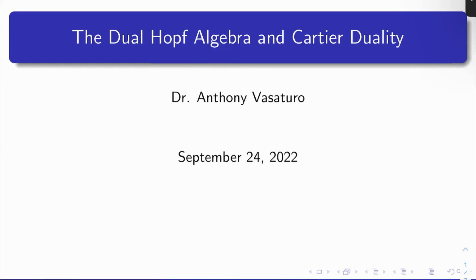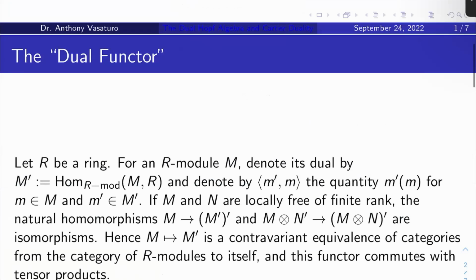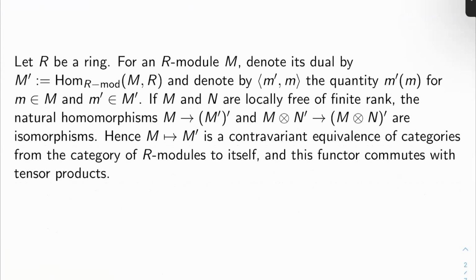Let's go. Today's video topic is the dual Hopf algebra and Cartier duality. So first of all, we'll talk about the dual functor. We'll let R be a ring. We'll take an R module M and we'll denote its usual dual by M prime. So that's all the R module maps from M to R. And we'll denote by bracket M prime, m the quantity M prime of m, if M prime is in big M prime and little m is in big M.